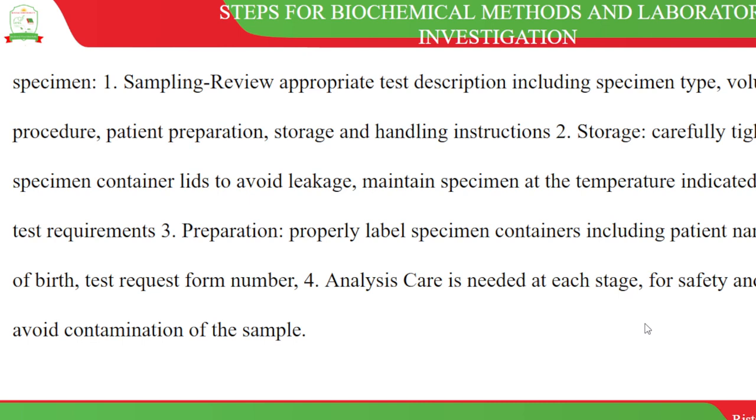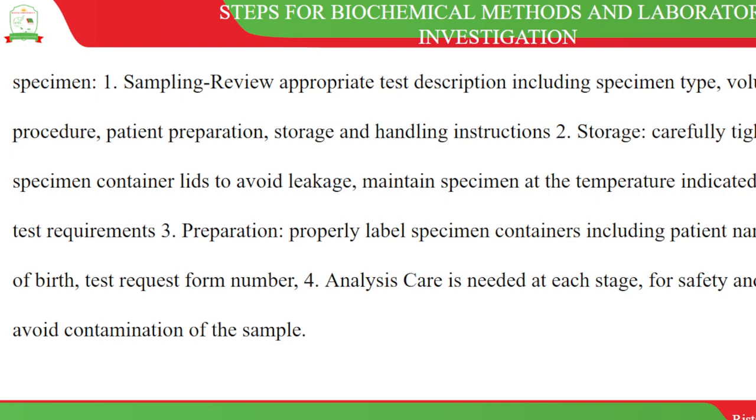Now, what are the steps for biochemical methods and laboratory investigation? That is specimen sampling. You do sampling. This involves reviewing the appropriate test description, including specimen type, the volume and the procedures, the patient preparation, storage, and handling of these instruments. So step one is getting the sampling.